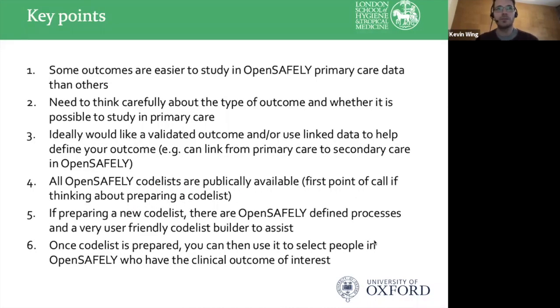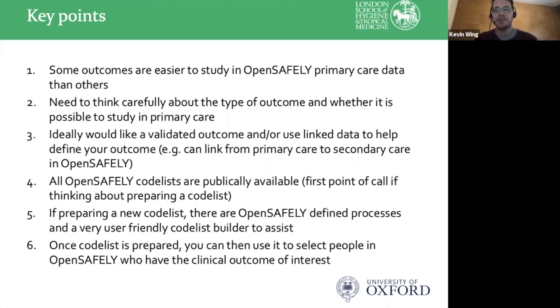So just to summarize some key points. First of all, some outcomes are easier to study in OpenSAFELY primary care data than others. You need to think really carefully about the outcome and whether it is actually possible to study in primary care. Ideally, what you want is a validated outcome. That's where somebody previously has published something to show how well the outcome recorded in primary care performs against a gold standard external source. Or if possible, use linked data. So in OpenSAFELY, you can, for example, link from primary care data to secondary care data.